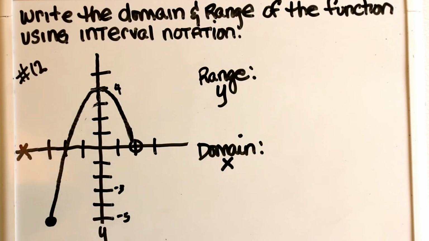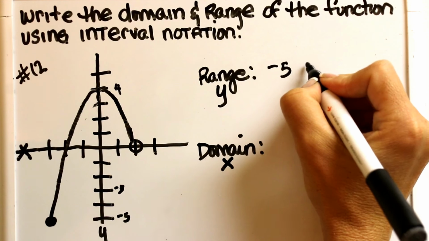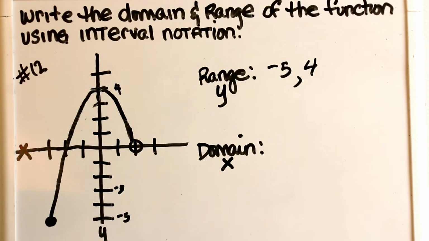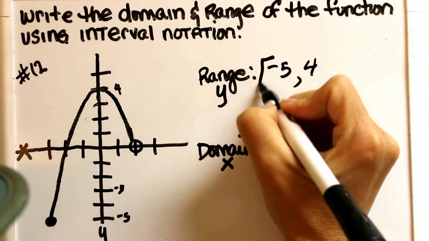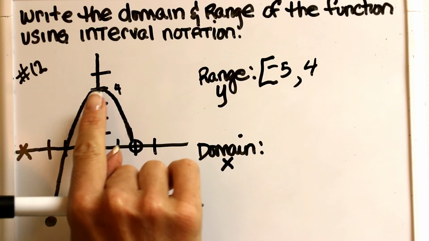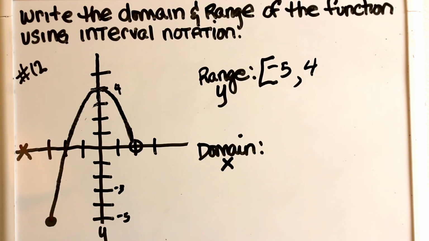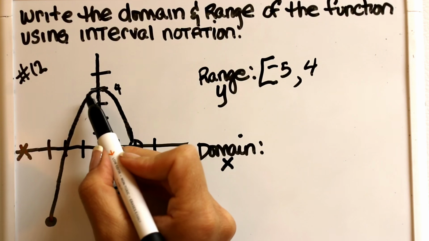So this range is from -5 to 4. At -5, it was a closed-in circle, so we are going to use the bracket. That means it includes -5. On the way up at 4, there's not an open circle, so that means it also includes the 4.